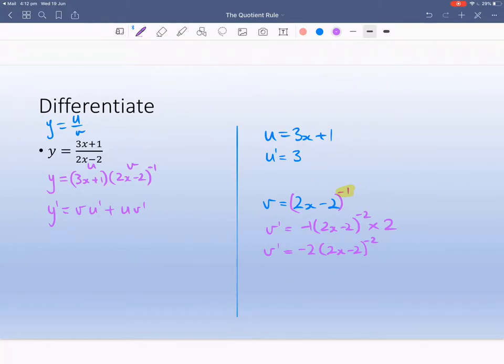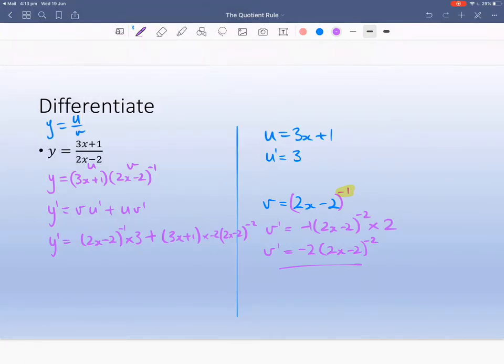Now we can actually do what we need to do. So y dash equals, what's v? That's (2x minus 2) to the negative 1. U dash is just 3, so times 3. Plus u, which is 3x plus 1, and v dash is what we just did here, so times minus 2, (2x minus 2) to the power of negative 2. Now I can clean this up because I can make both of them into fractions.